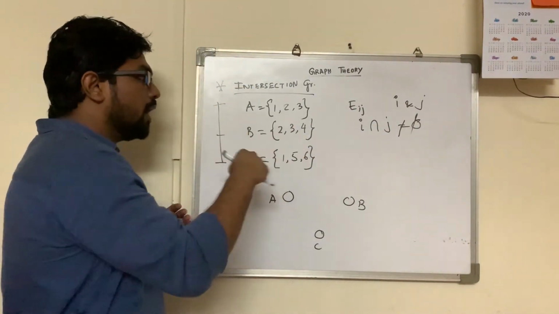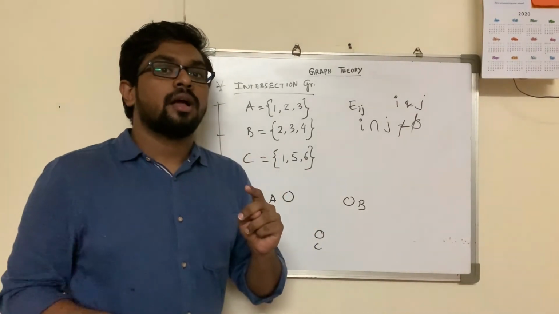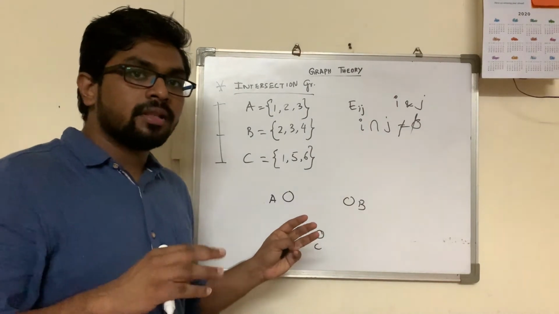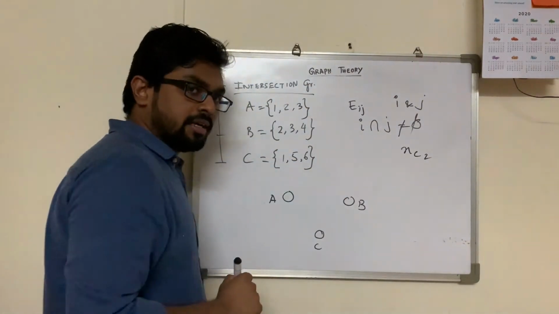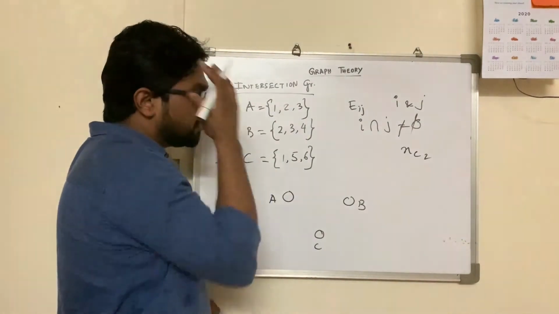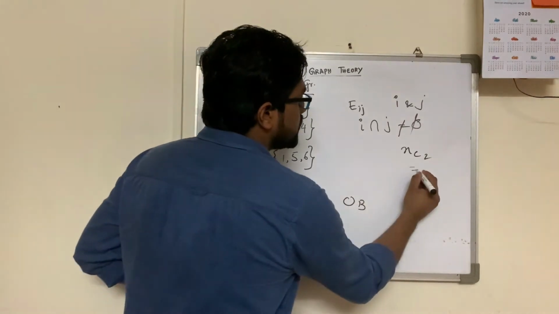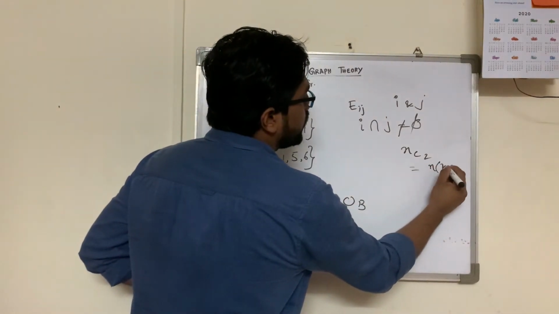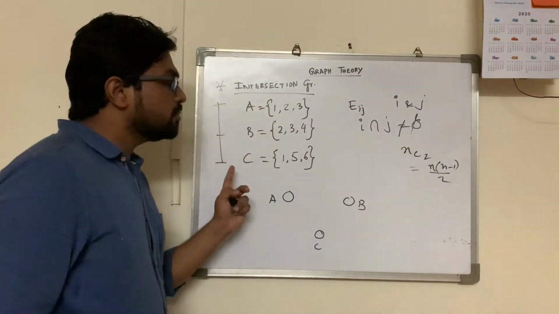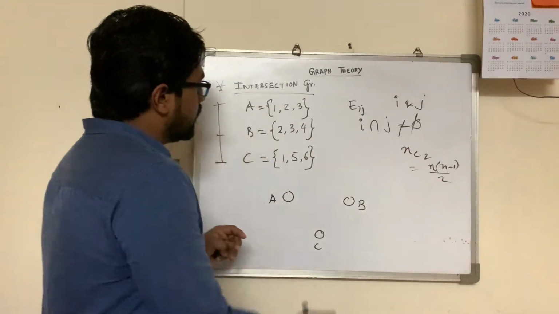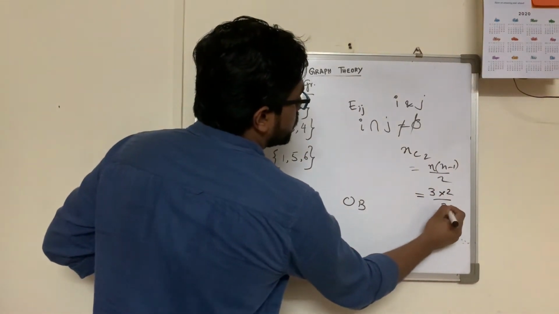So there are A, B, C, three nodes. How many possible edges can there be? Well, the formula is nC2, where n is the number of vertices. This is simple combination theory, which equals n into n minus 1 by 2. So in this case, how many possible edges will there be? 3 into 2 by 2, which equals 3.